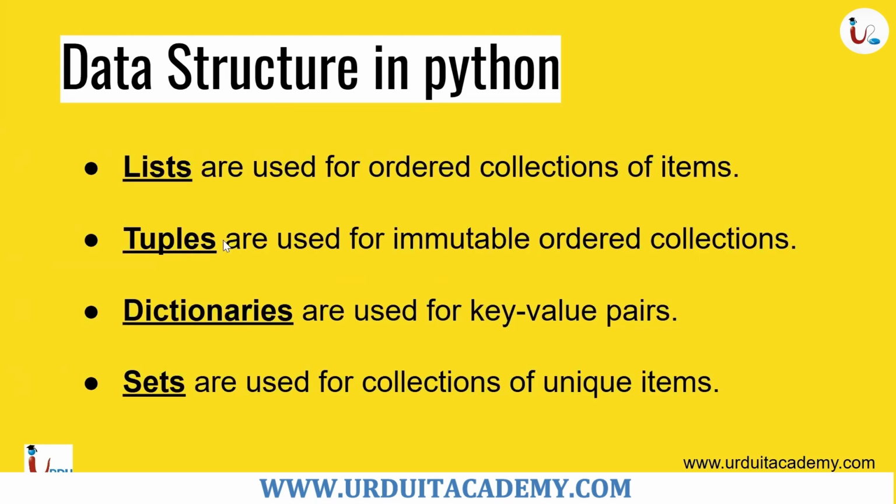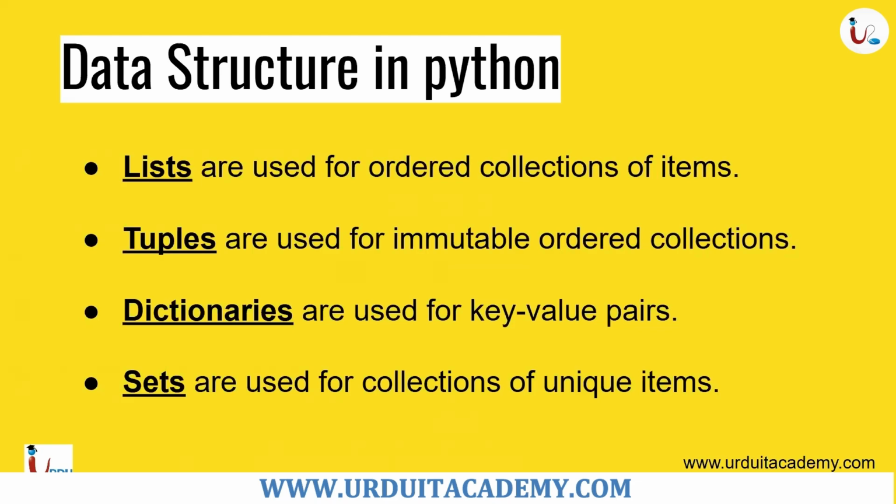So let's look at them. The first one is a list. Lists are ordered, mutable collections of items. They are defined using square brackets and can hold multiple items of different data types. We'll look into the examples later. Remember, lists are ordered, can have multiple values of different data types, and are a mutable collection of items.